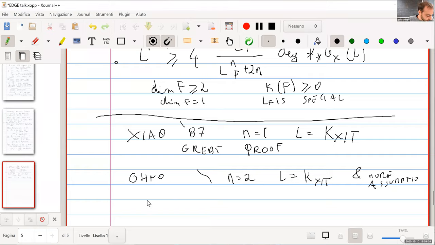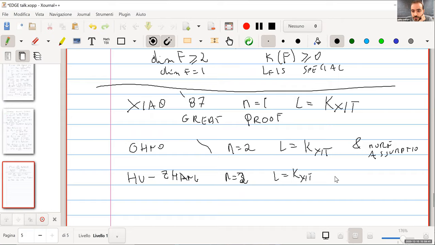Then another important series of papers by Yu and Zhang. They are always in the case N equal to two, L equal to K_X over T. The hypotheses are a bit better. I will not go into the detail, but the only thing I want to say is that here they work in positive characteristic. So here they really do something different, because they go to the positive characteristic side and they compute the Frobenius. This is completely different from what we have been doing.